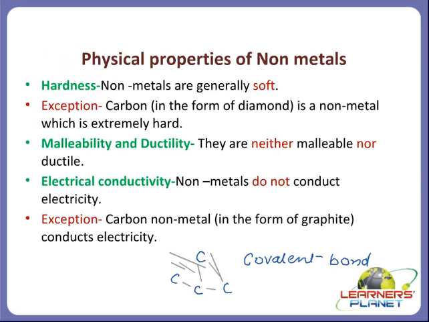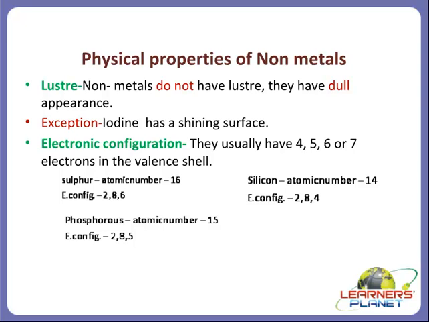Now let's move to the next property of non-metals, that is luster. L-U-S-T-E-R. Non-metals do not have luster. Luster is the shine on the surface. Metals have a shiny surface. Why? Because of the presence of these free electrons. These free electrons gain energy, get excited to a higher energy state, and when they come back, they lose that amount of energy. So they have a shiny surface.